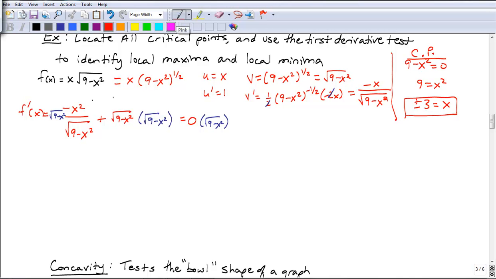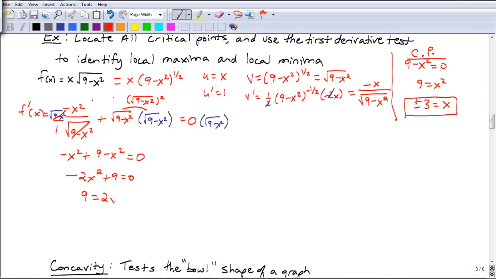Notice I multiplied everything by the same thing. This is called clearing the denominator. And notice the square roots cancel there. And so what I end up with is negative x squared plus the square root of 9 minus x squared times the square root of 9 minus x squared. That's the square root of 9 minus x squared, squared, which is just 9 minus x squared. 0 times anything is 0. Negative 2x squared plus 9 equals 0.